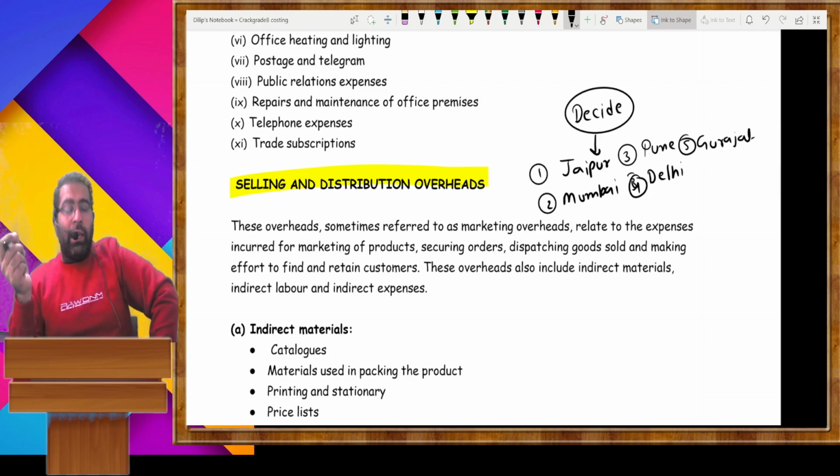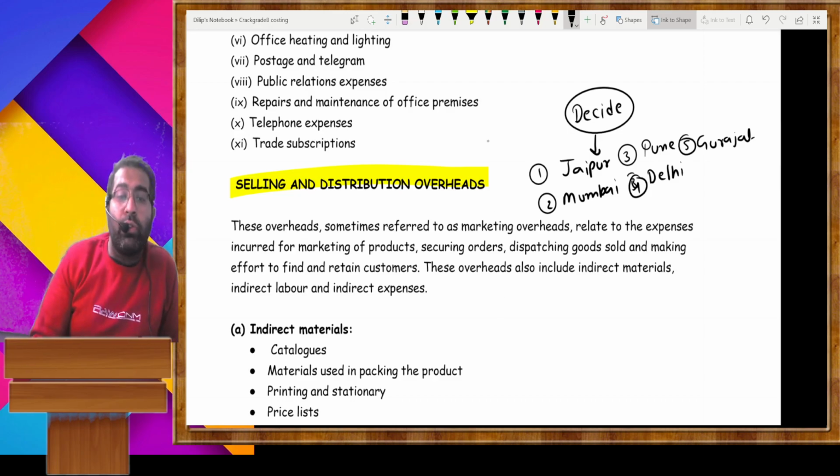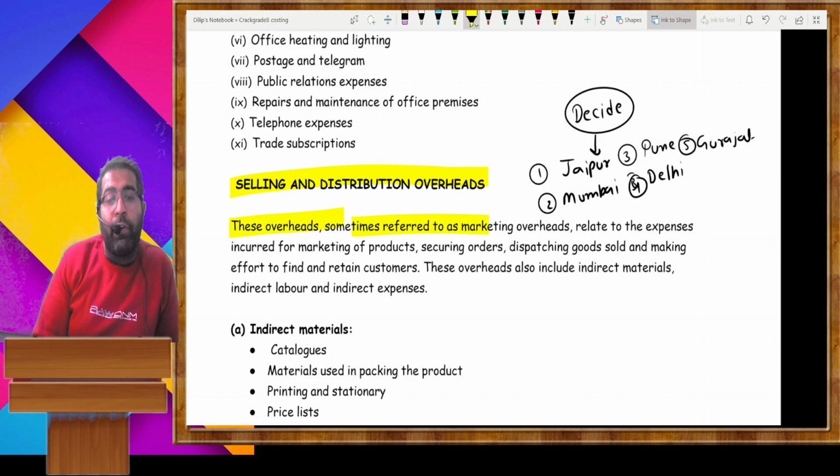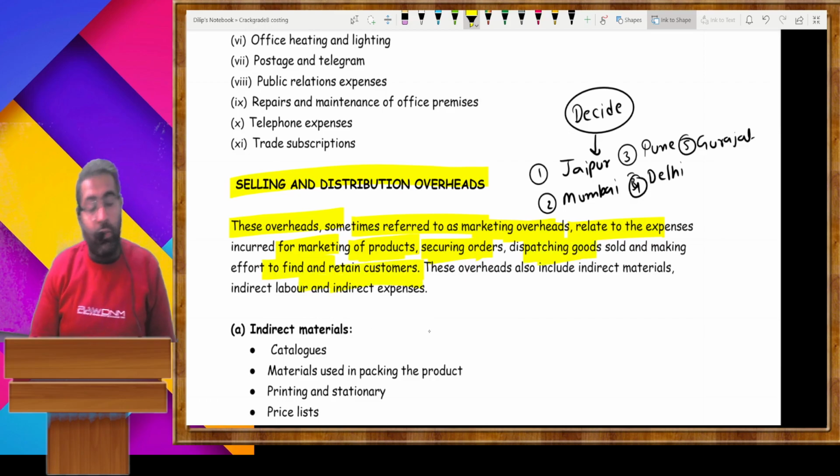There is a delivery van which is used by the drivers for delivering the goods. So these all expenses are related with the sales. So these all are charged in the selling and distribution. These overheads refer to marketing, also related to expenses incurred on the marketing of the product, securing the orders, dispatching the goods, and making effort to retain the customers.